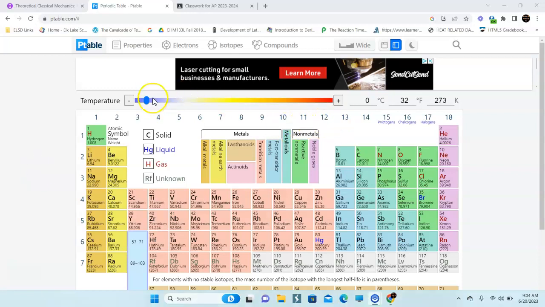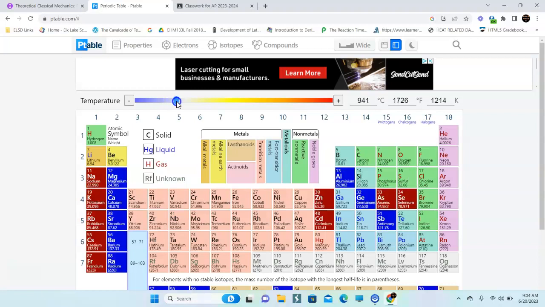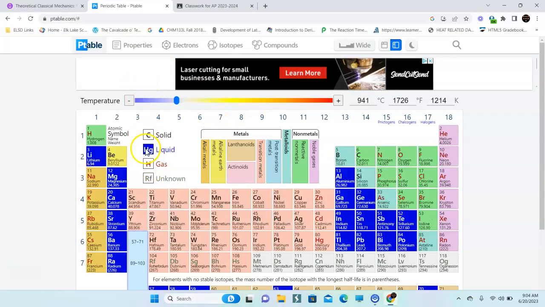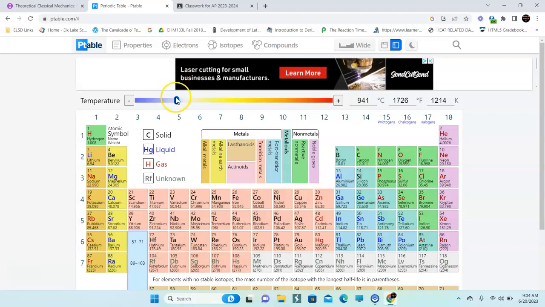If you're looking at this slider across the top, this slider lets you see the elements in different states as we change temperature. And you could, for example, take it up to these hypothetical temperatures of 941 degrees Celsius and see what's what. And of course, this is the key: liquid, solid, gas, and unknown.